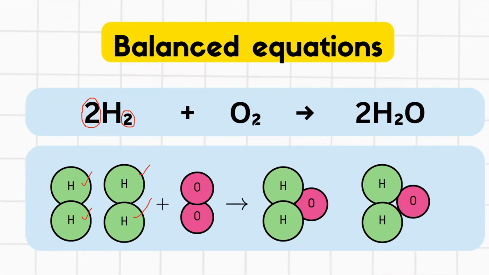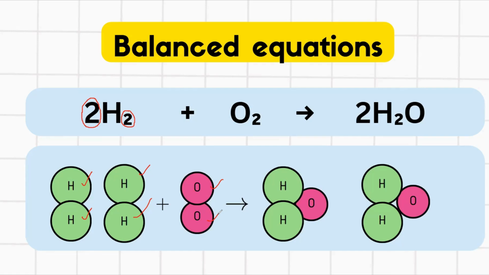Then O2. What is O2? It just means 2 oxygen atoms, like this. Here are 2 oxygen atoms. Now, what will it represent if it was 2O2? It will represent 4 oxygen atoms, right? But for now, it is O2, which is 2 oxygen atoms.